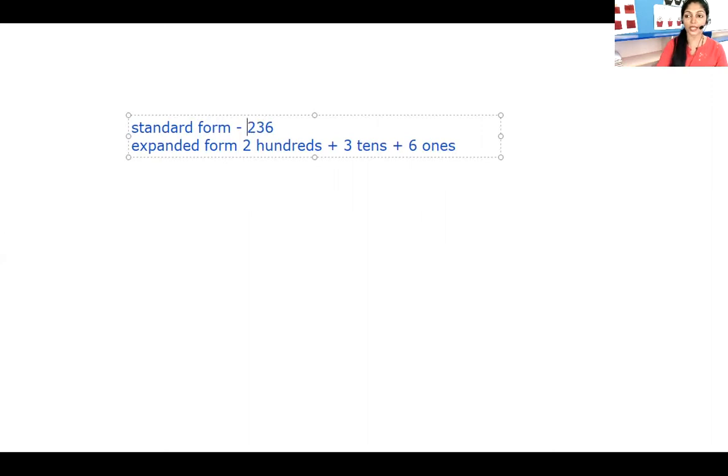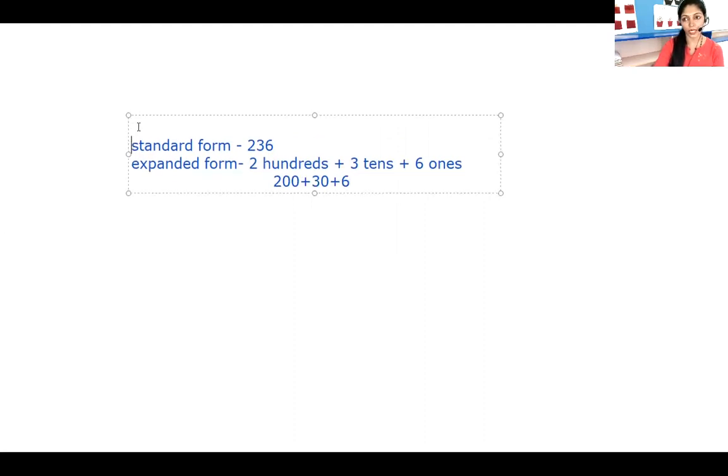If it is a standard form, I'm only going to write the number, and if it is an expanded form, I'm going to expand it. That is 2 hundreds, 3 tens plus 6 ones. So whenever I'm writing, I'm going to add plus there. You can also write it as 200 plus 30 plus 6. Okay, you can write expanded form in 2 ways. Is it clear?